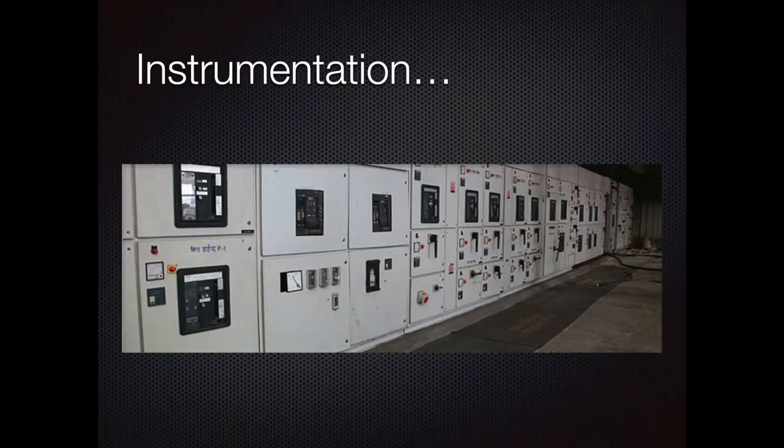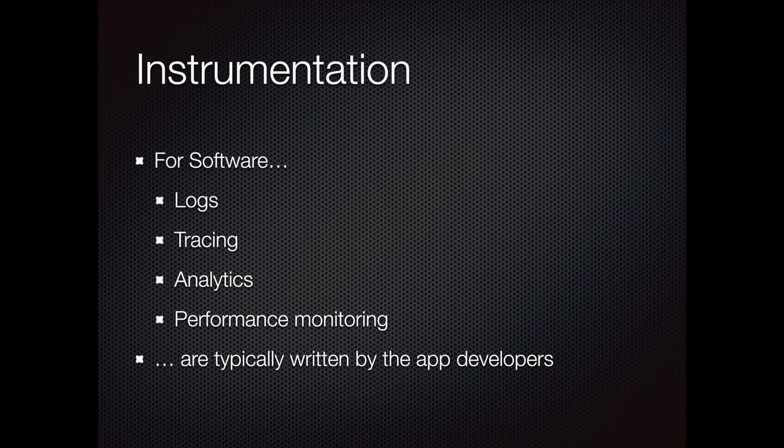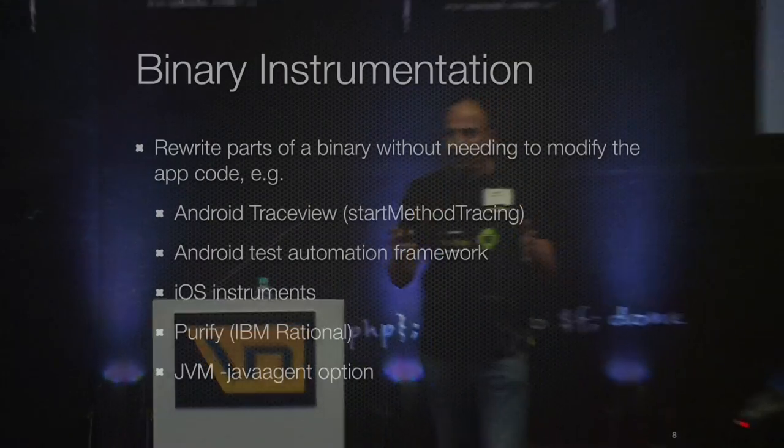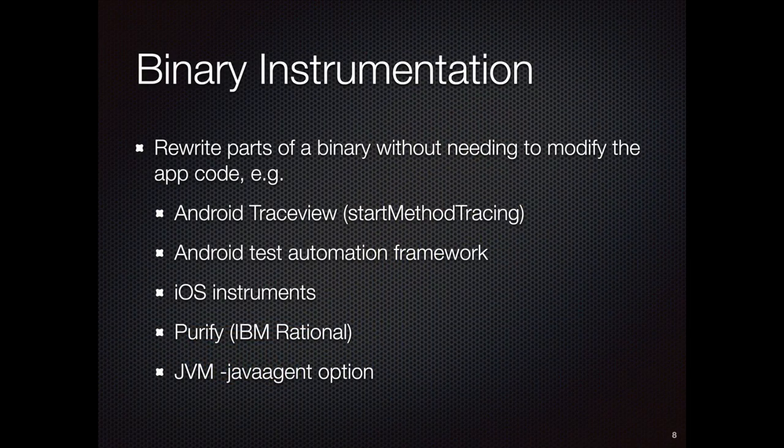The OS level stats from Android don't give us granular per endpoint information. And so we looked at something called instrumentation. So instrumentation is broadly the process of monitoring various things in a running process, right? And it's applied to process control. But in software, you see it like logs, tracing, analytics, and performance monitoring. They all are a type of instrumentation. A lot of these have to be written by the app developer, right? So we looked at another approach called binary instrumentation. Can we take a binary, and can we modify it, and do our own logging?